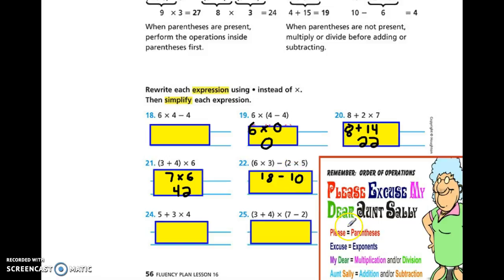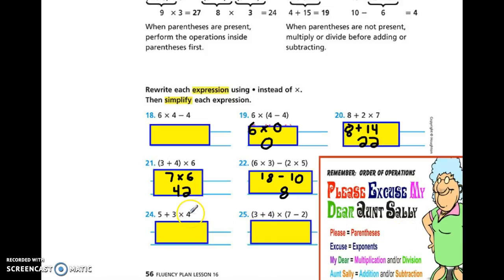I did my parentheses. Any exponents? Nope. Any multiplication or division left? Nope. Any addition? Nope. Subtraction. So now I get to subtract. 18 minus 10 equals 8. All right, I want you to go ahead and try number 4 on your own. Again, don't forget your order of operations. And let's see how you do.